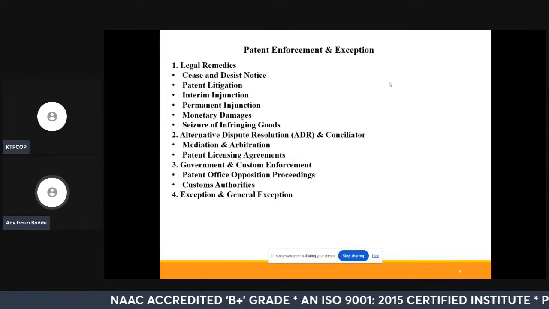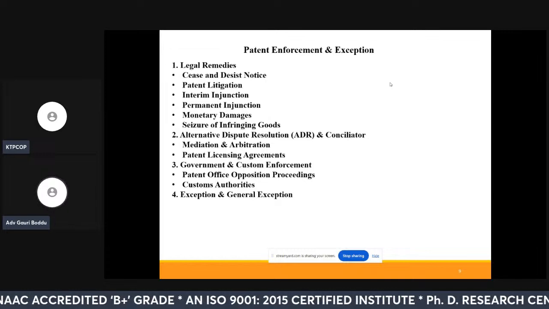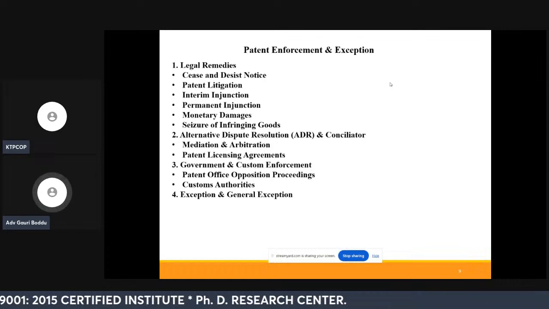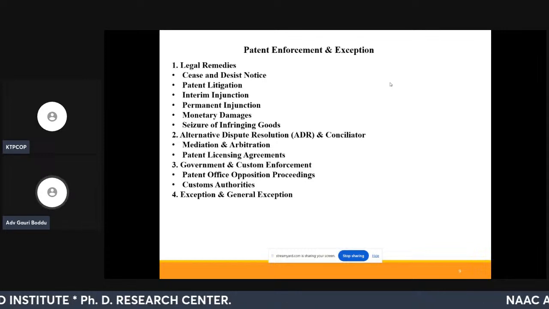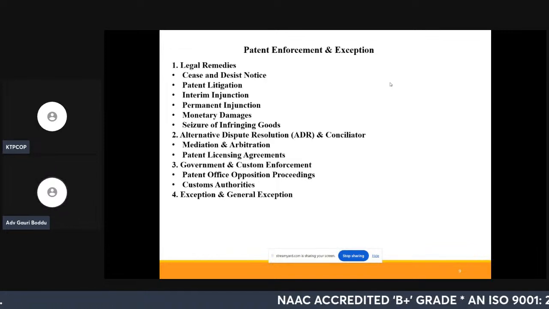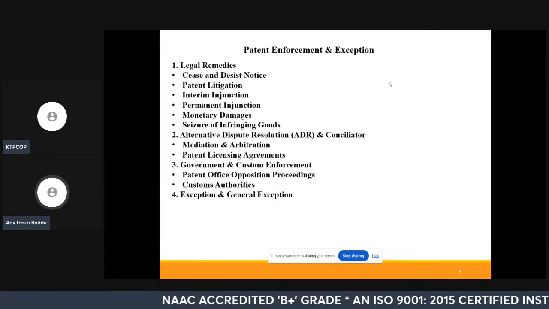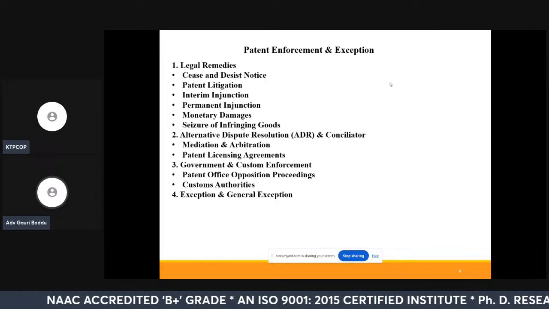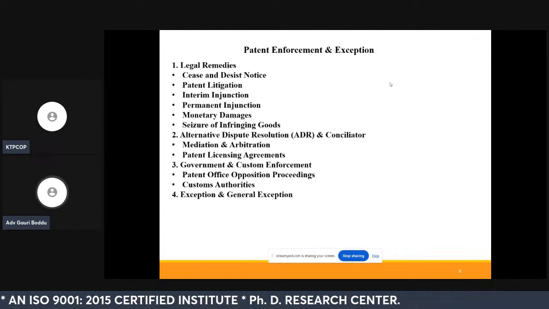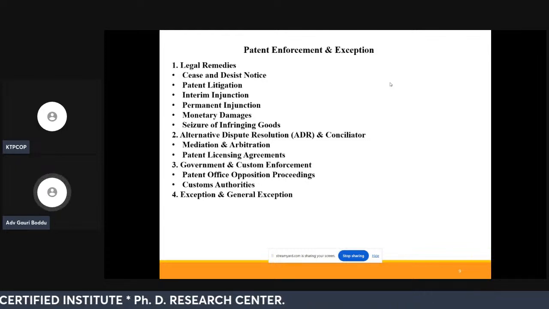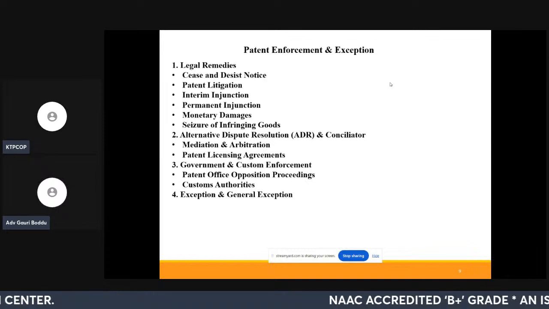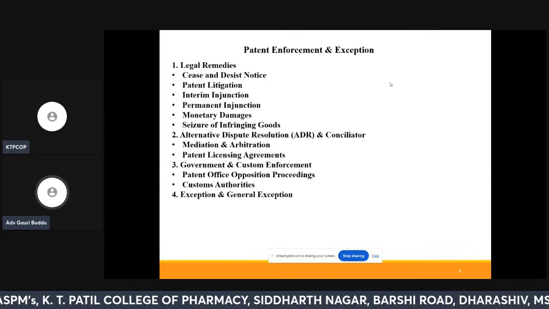Interim injunction, as I told you, there are interim injunction, permanent injunction, mandatory injunction. Interim means temporary, permanent means it is permanent. So, what does interim injunction say? Preventing further use until a legal decision is made. If there is a suit, the suit has been filed. Until it is decided, the court grants an interim injunction that the opposite person should not use the patent till the decision of the suit. Now, what is permanent injunction?